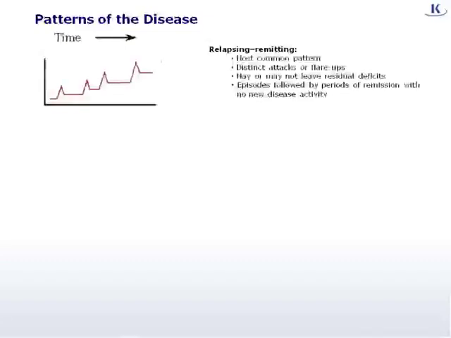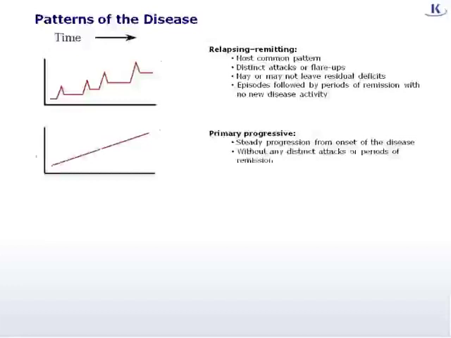The course of the disease has been classified into the following 4 patterns. Relapsing remitting. This is the most common pattern and is characterized by distinct attacks or flare-ups, which may or may not leave residual deficits. These episodes are followed by periods of remission during which no new disease activity is seen. Primary progressive. Patients with this pattern have a steady progression from the onset of the disease without any distinct attacks or periods of remission.